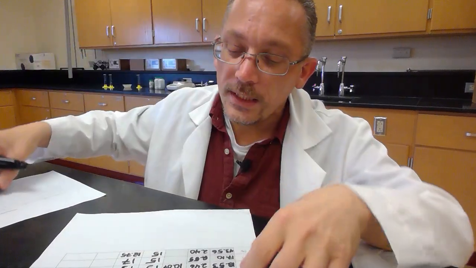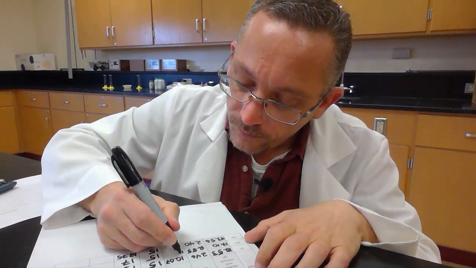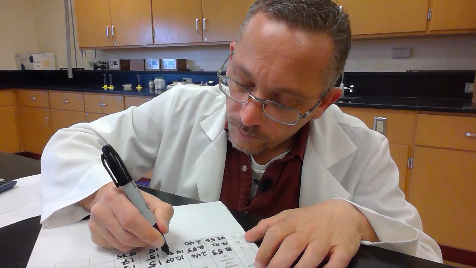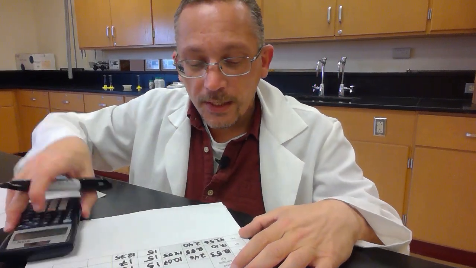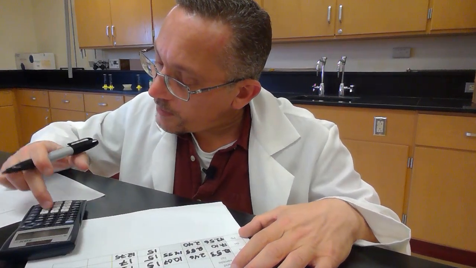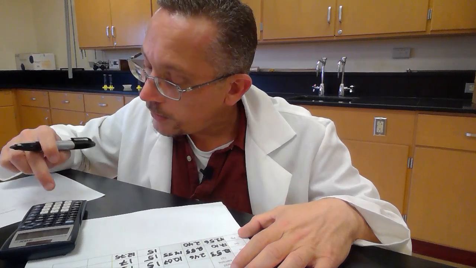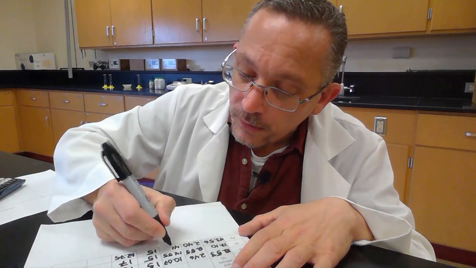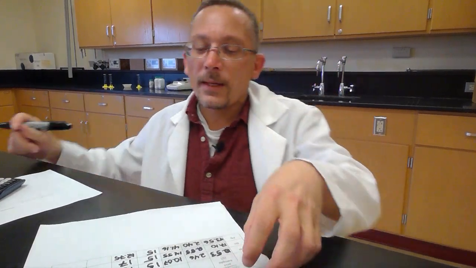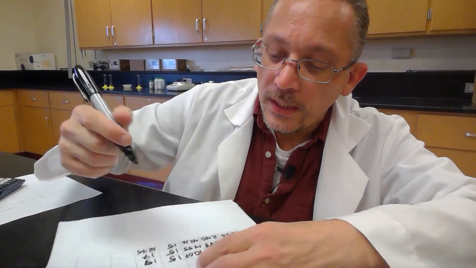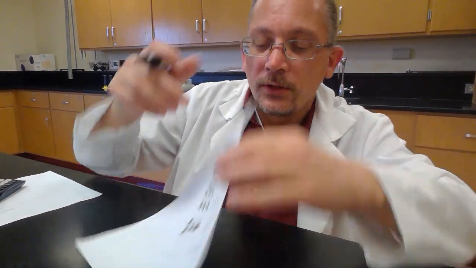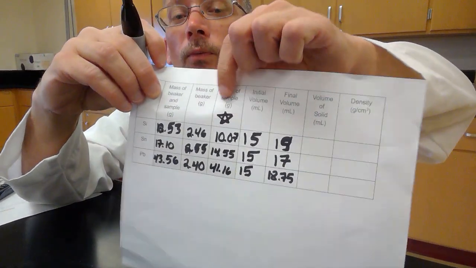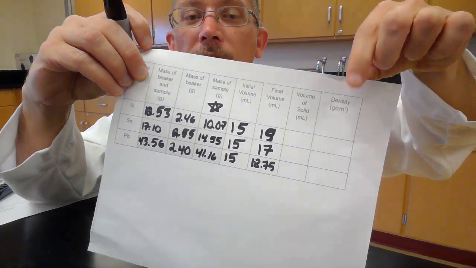And I get 14.55. And then for the lead, I have 43.56 minus 2.40. That is 41.16. Okay. Now, this number is going to be important when I go to figure out this last one.